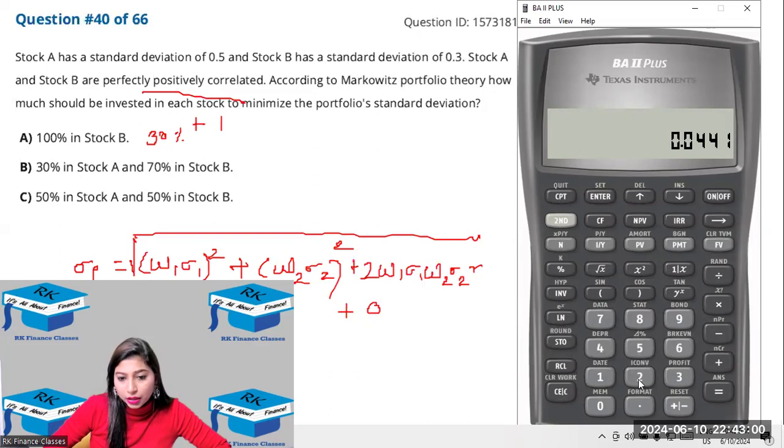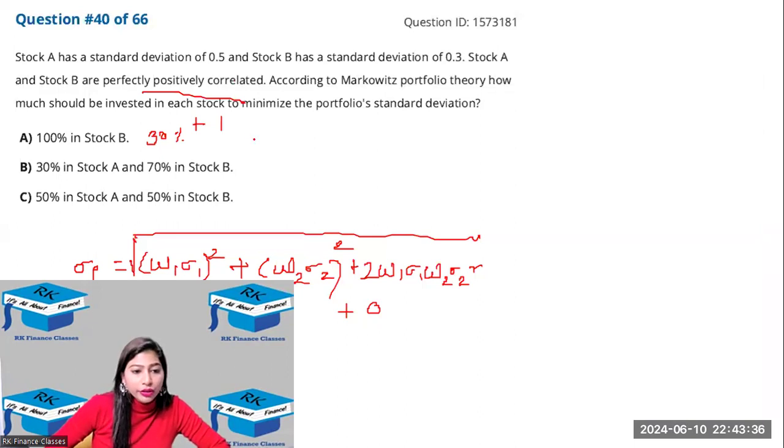And in the third, 2 into W1. W1 is 30%. 2 into W1 into sigma 1, that's 0.5, into W2. W2 is 70%. 70% into sigma 2, which is 0.3, into R, which is 1, equal to. Store this in memory number 3. Now add recall 1 plus recall 2 plus recall 3 equal to, take the square root of everything, it's 36%. So with this combination, I'm getting risk as 36%.